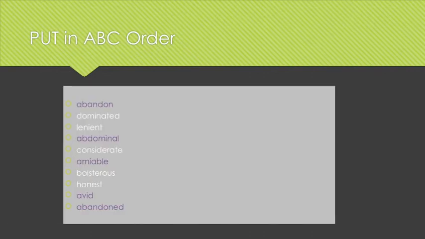Step 1, I got a list. It has words like abandon, dominated, lenient, abdominal, considerate, amiable, boisterous, honest, avid, and abandoned on it. Next, I focused on the words that all start with A, and I highlight them, just like I did in the color purple.